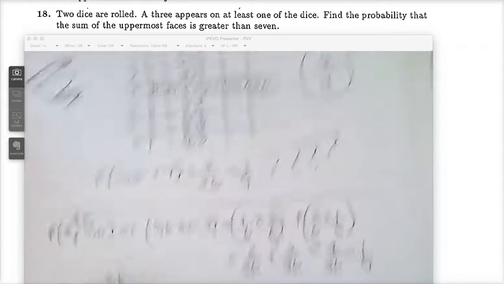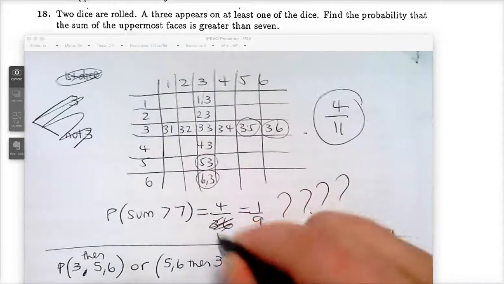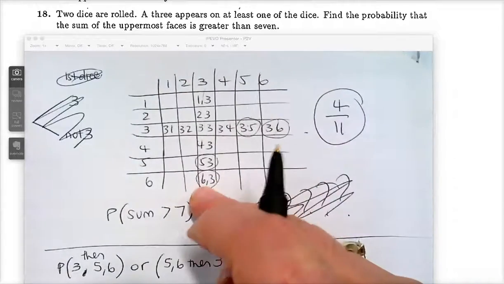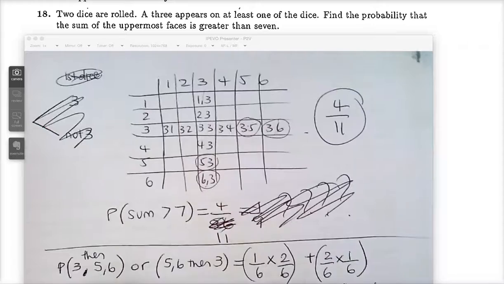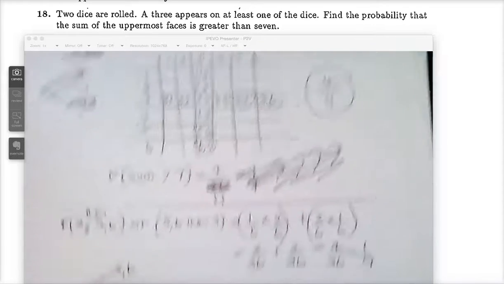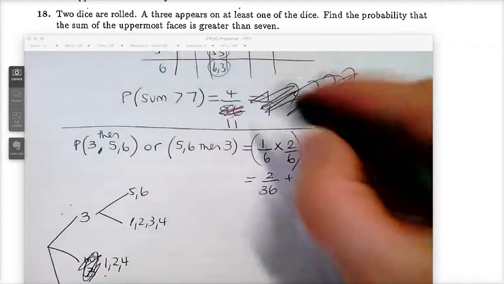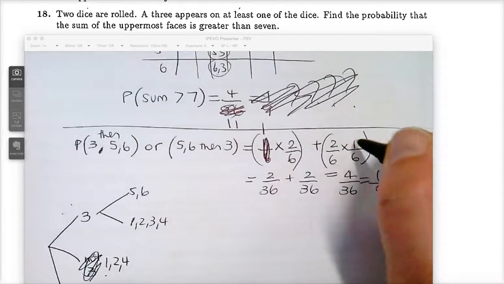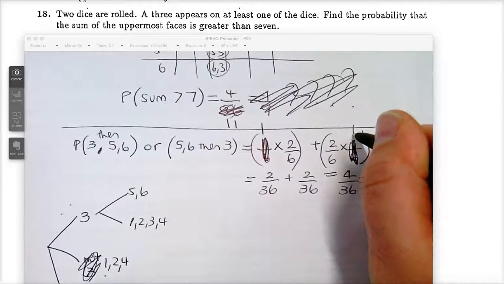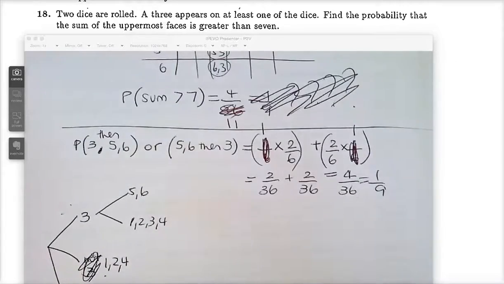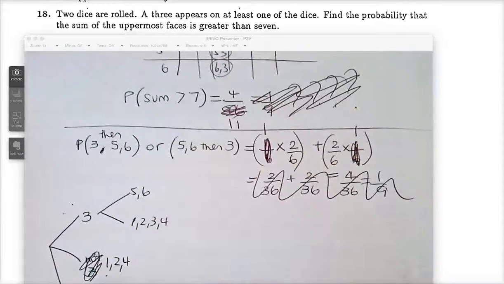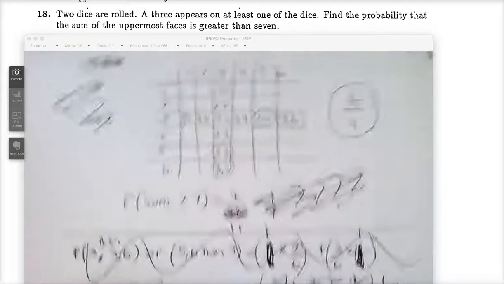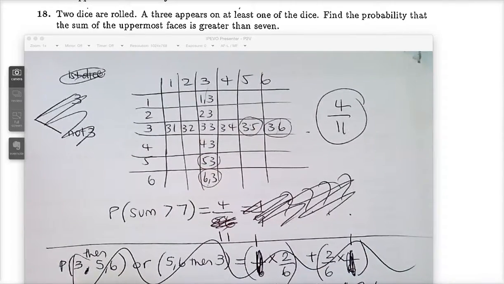How would you do it this other way? All right, we're done. 4 out of 11, because this has to be my sample space. One of them is definitely a 3. If you were to do it this way, there's not a 1 in 6 chance of a 3. That doesn't work. Forget all that. So it's 4/11.